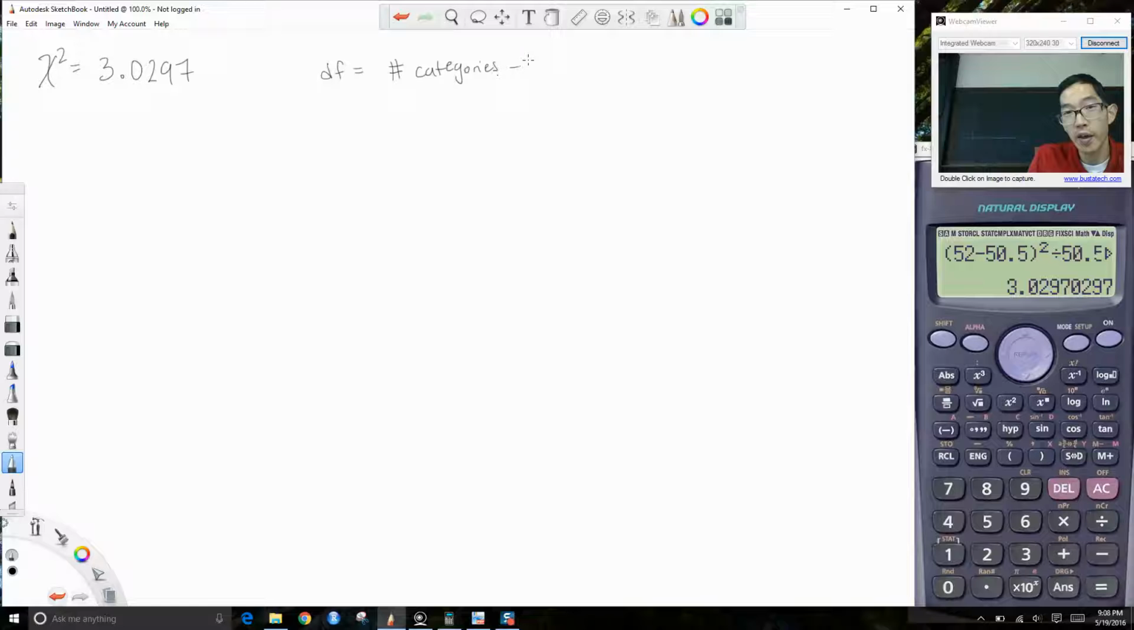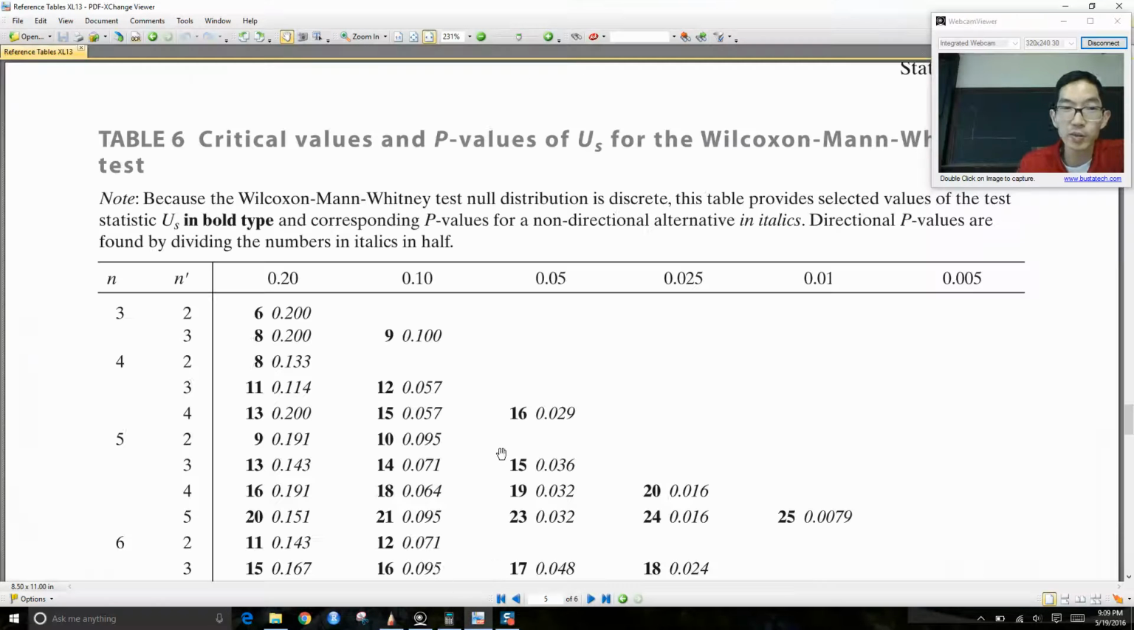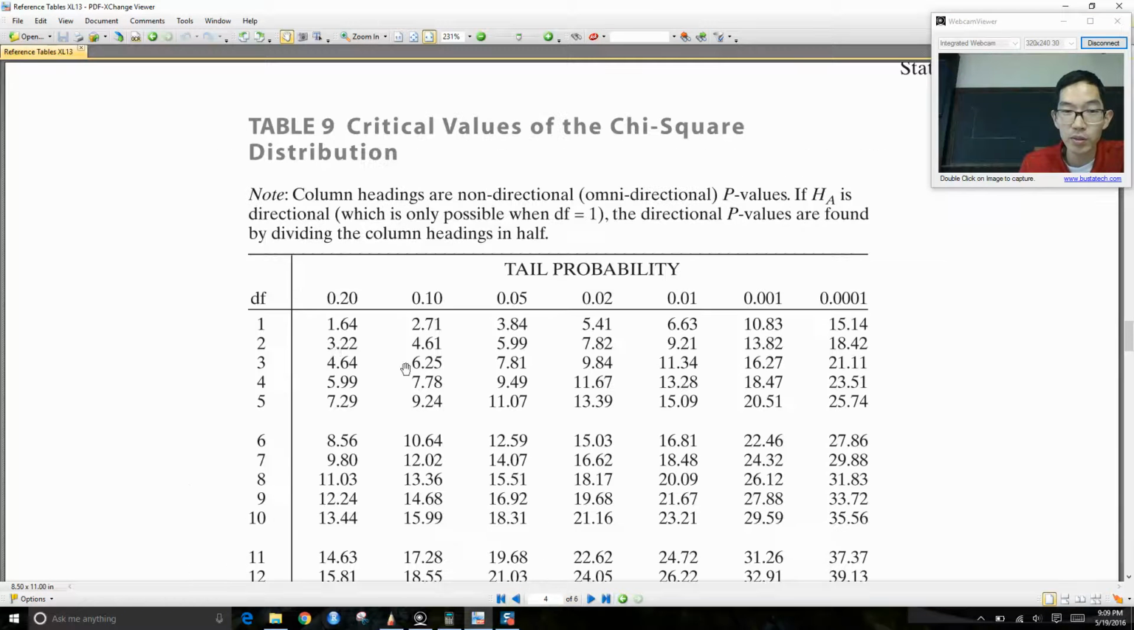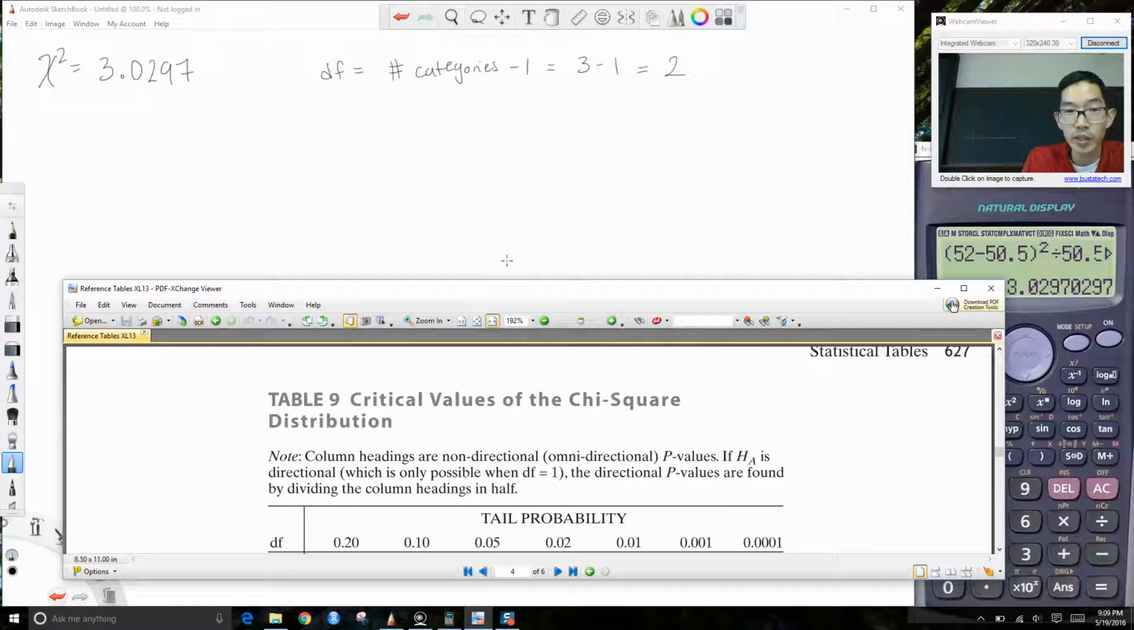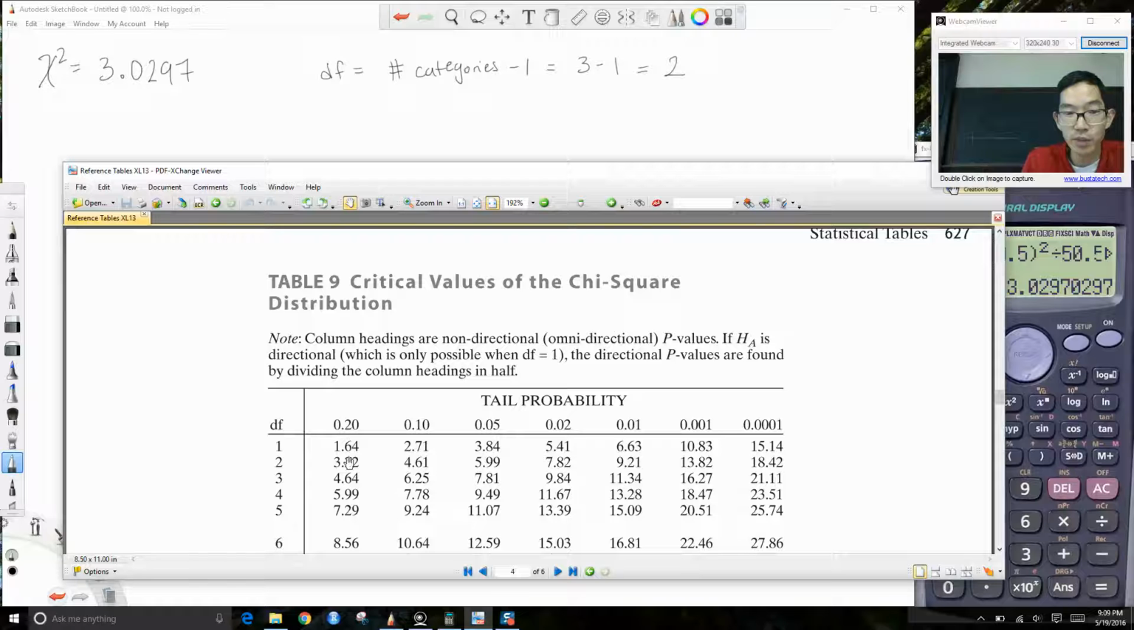So here I have 3 categories, red, pink, and white, and so I have 2 degrees of freedom. Okay, I go to the chi-squared table and I'm going to look up with 2 degrees of freedom where 3.0297 falls, and we see that it is less than 3.22.